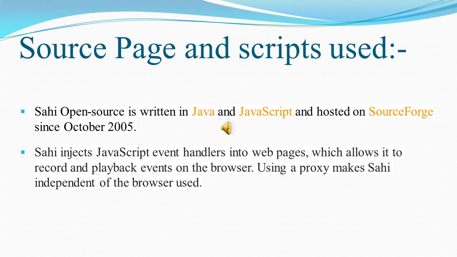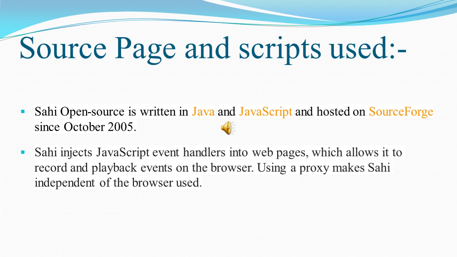Now let's see what source page and scripts are used in Sahi Pro. Sahi Pro, as told before, is open source and written in Java and JavaScript. It has been hosted on the SourceForge source page since October 2005. It is released under the Apache License 2.0 open source license. Sahi Pro is currently at version 9.0.0 and is hosted on the Sahi Pro website.